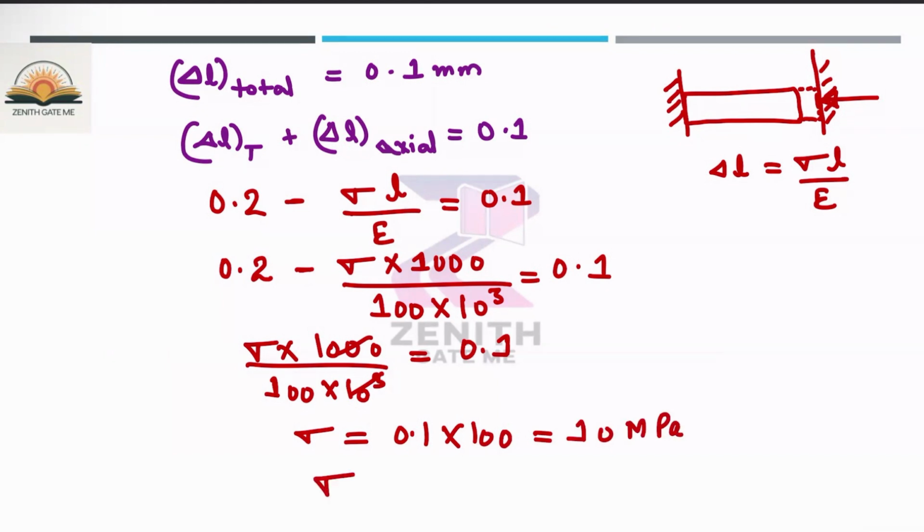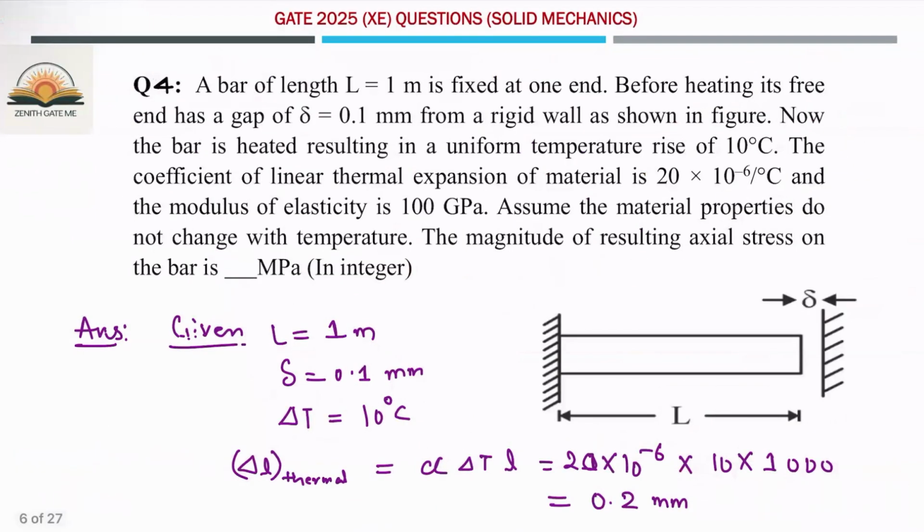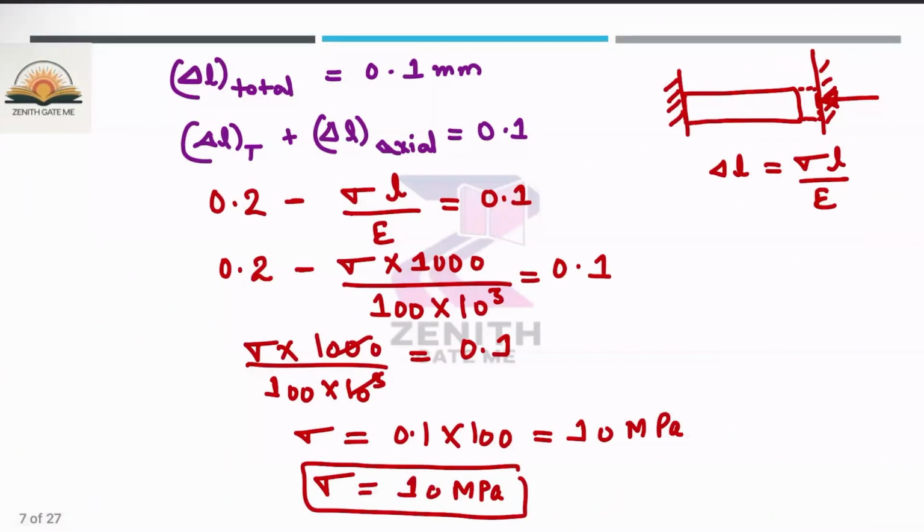So that means the axial stress which you are getting is 10 megapascal. Okay, so actually this stress will be compressive, but in the question it is clearly mentioned, you have to mention the answer in the magnitude form. That means the magnitude of resulting axial stress on the bar is 10 megapascal.